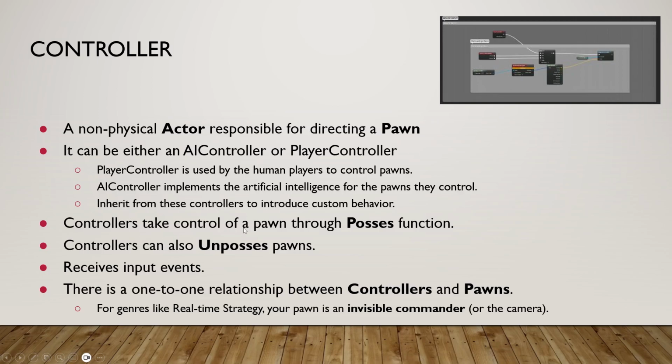Next, controllers take control of a pawn through the possess function. Same thing, you can also unpossess the pawn with unpossess. The controller receives input events, and there is a one-to-one relationship between controllers and pawns, meaning a pawn can never have more than one controller. It is one-to-one, so a player can only take control of one pawn at a single time. It can't control multiple pawns. Just one. Okay? Other questions?